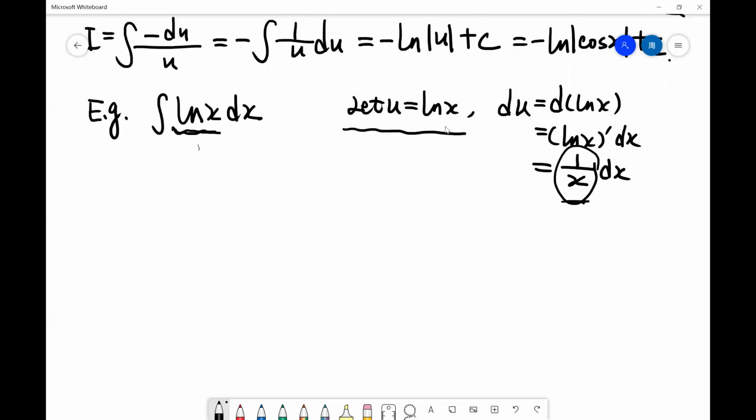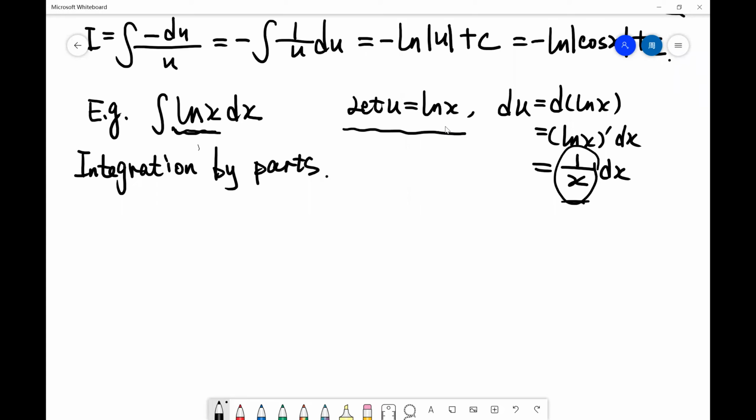So here, there is another way we always use, and we call it integration by parts. And this skill in our book, Thomas Calculus, is in chapter 8. So if you want to search in the book, you can check chapter 8 here.